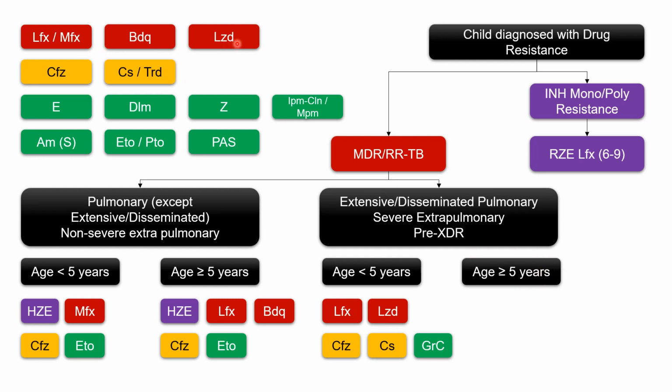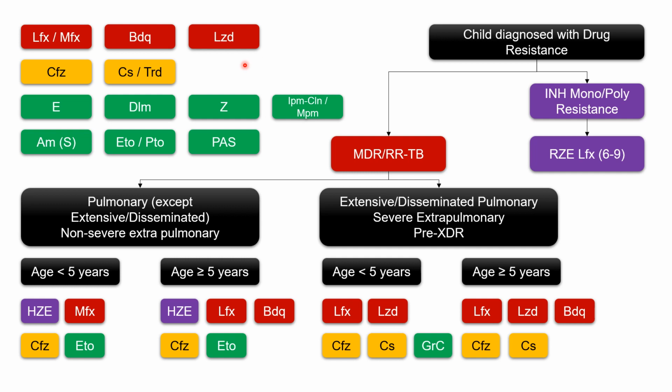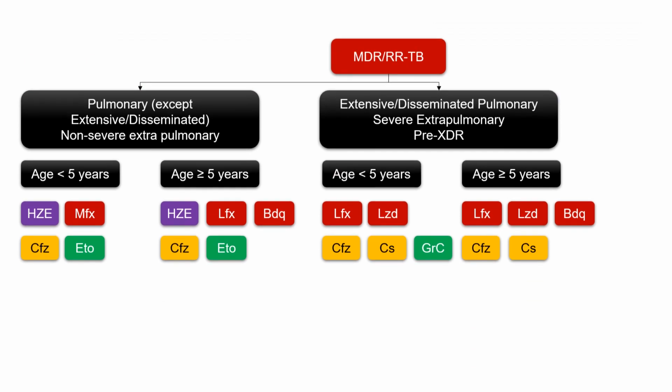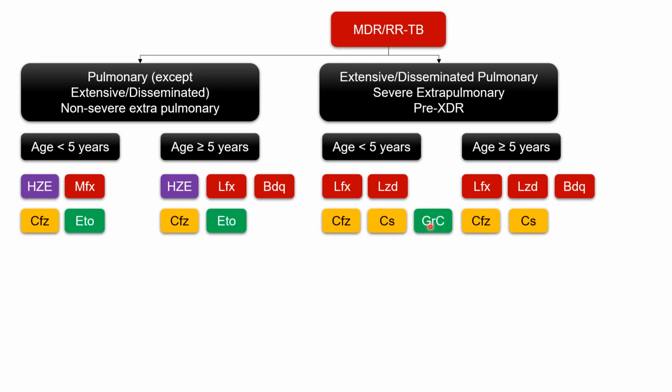Can we give all three? The answer is yes, because the child is more than 5 years old. So we can give levofloxacin, we can give linezolid, we can give bedaquiline, we can happily give all three. We can obviously give both the group B drugs, that is clofazimine and cycloserine. Why are we giving all the drugs from group A and group B? Because this is a severe scenario. Why didn't we do that in this case? Because this is a non-severe or less severe scenario, and it is obviously better to add a group C drug to any regimen.